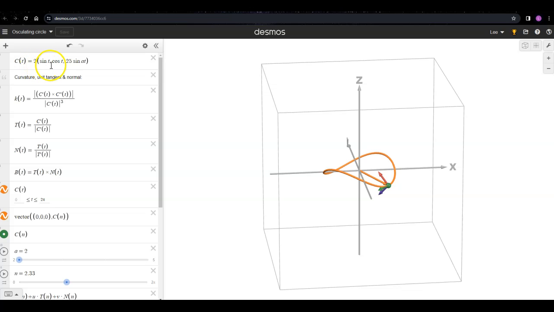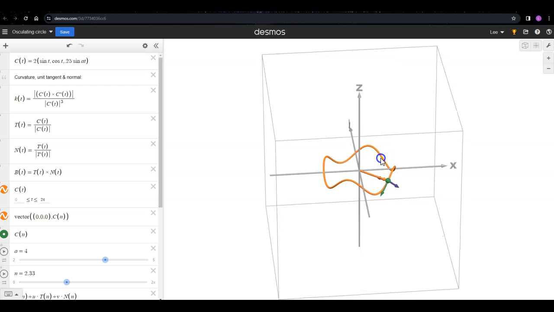Is this 2 times sine t, cosine t, 0.25 sine of at. That a you can adjust down here. So right now it's at 2. You can make that 3 or 4 or 5, and it'll make basically that sine in the z direction take on more turns. So you can have a much curvier circle in the z direction.